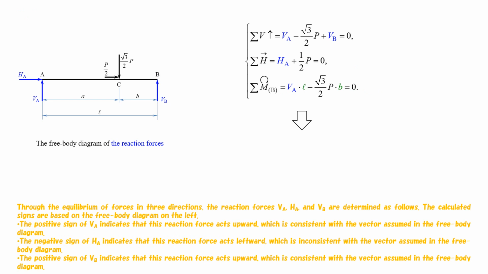Through the equilibrium of forces in 3 directions, the reaction forces VA, HA, and VB are determined as follows. The calculated signs are based on the free body diagram on the left. The positive sign of VA indicates that this reaction force acts upward, which is consistent with the vector assumed in the free body diagram. The negative sign of HA indicates that this reaction force acts leftward, which is inconsistent with the vector assumed in the free body diagram. The positive sign of VB indicates that this reaction force acts upward, which is consistent with the vector assumed in the free body diagram.